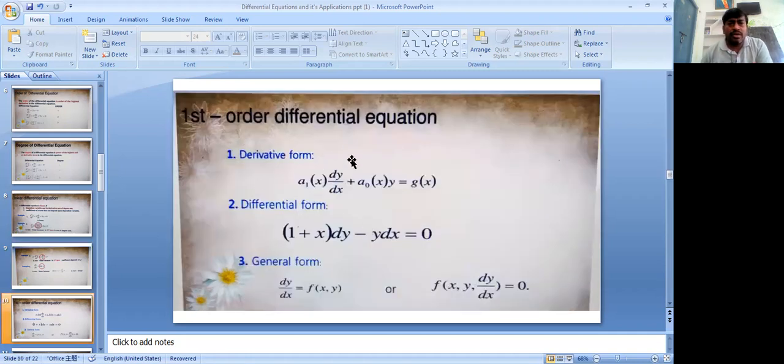Next, first order differential equation. Derivative form: a₁(x) dy/dx with order 1, degree 1, plus a₀(x) y = 0. Another form, the differential form: (1 + x) dy − y dx = 0. And the general form is dy/dx = f(x, y), with one dependent variable and one independent variable, or f(x, y) dy/dx = 0. We can choose either the first or the second one; these are called general forms.